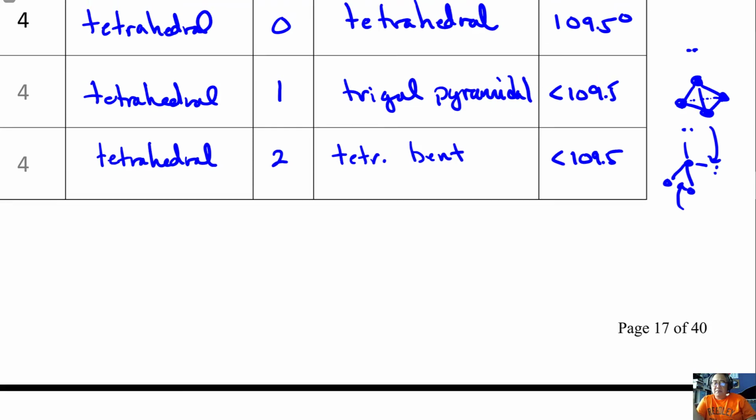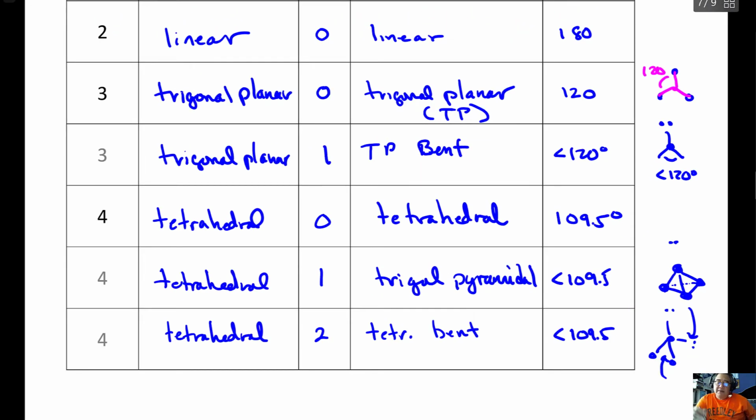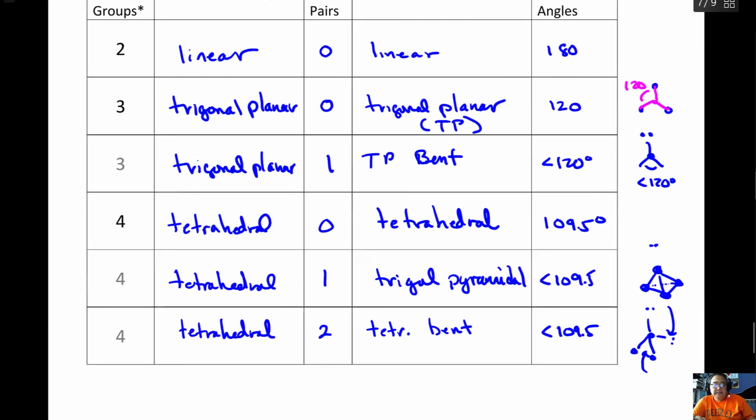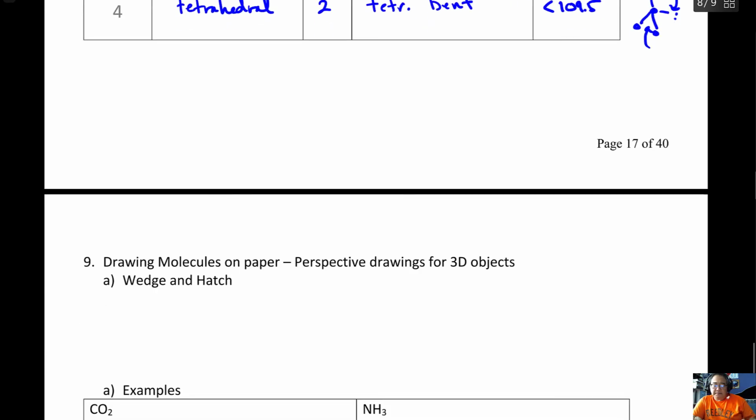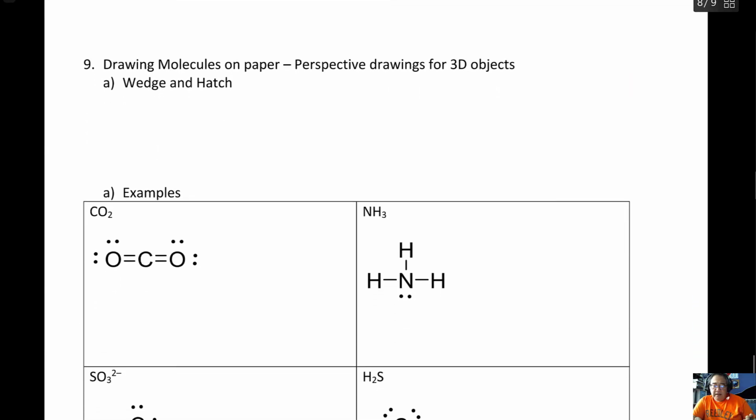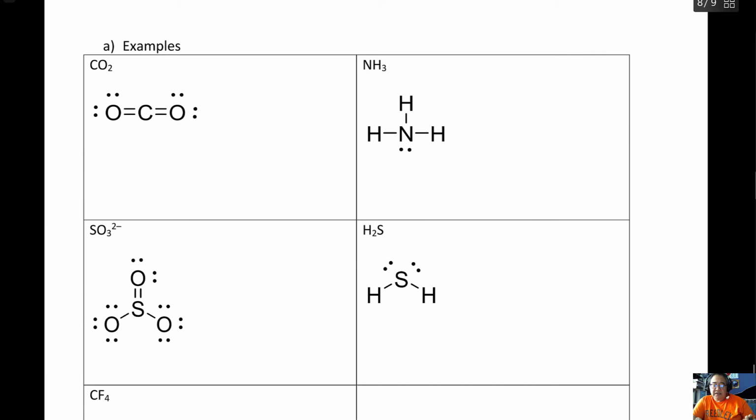But again, we have two different bent shapes. So anytime you have two atoms to a central atom, we just generally call that bent. But then you have to designate whether it's a trigonal pyramid or trigonal planar, or a tetrahedron. Okay. So let's do some examples. And I'll get back to this wedge and the hatch thing.